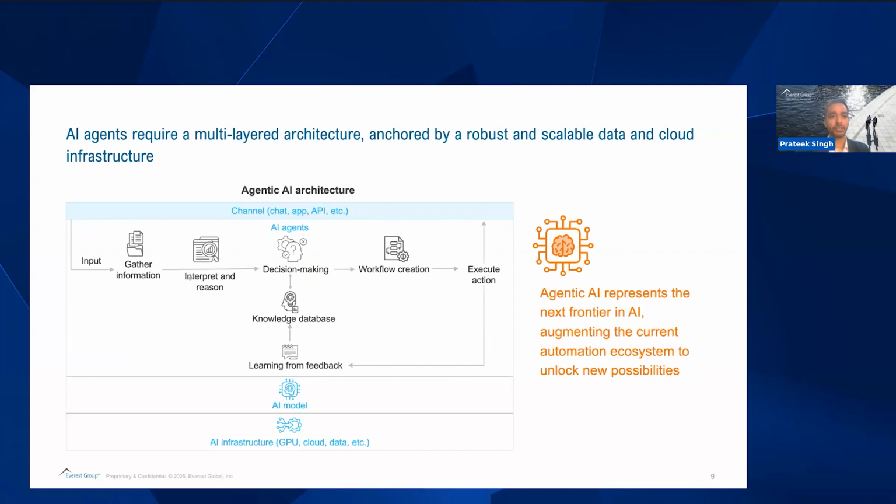Then the core of the architecture would be the AI agents, which can be not just a single agent, but multiple agents, which would work through this entire workflow with regards to gathering inputs or information from the solutions, interpreting and reasoning on top of it, taking decisions, creating work, and finally executing into action. And this is not just a sequential sort of process. You would also have a feedback mechanism wherein you would continuously learn and adapt based on the overall performance of the solution.